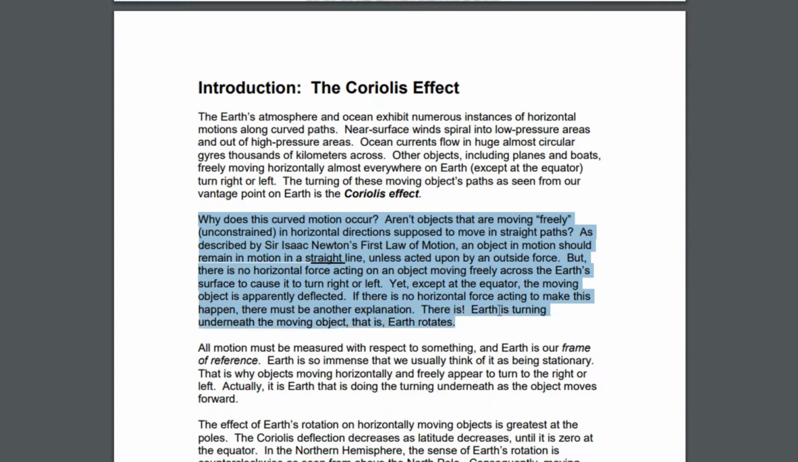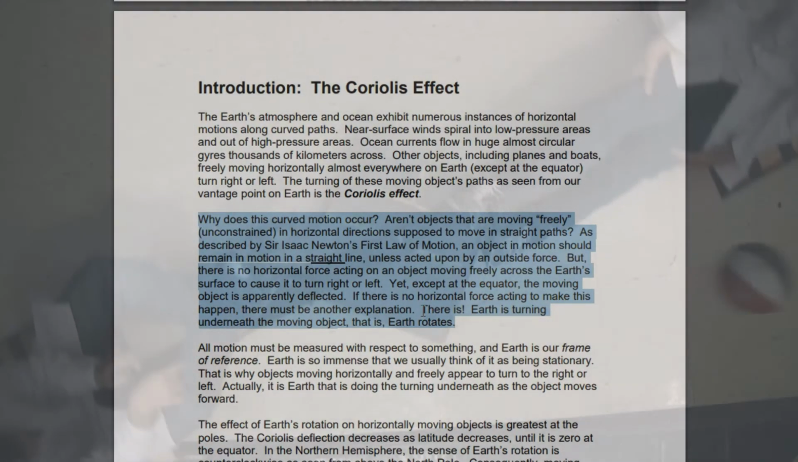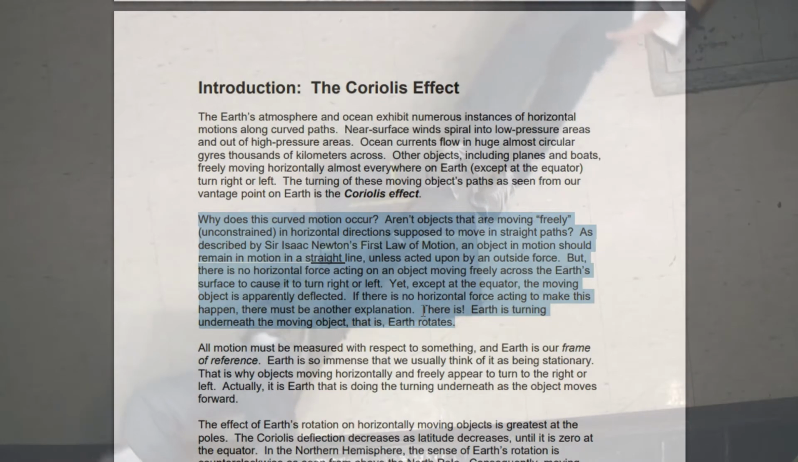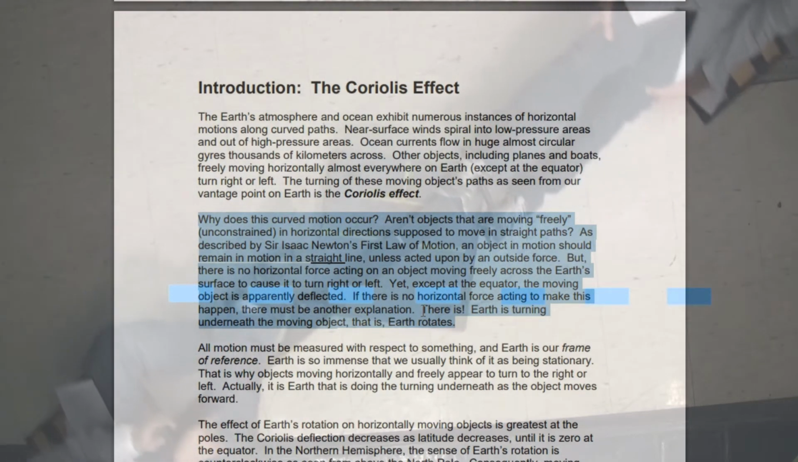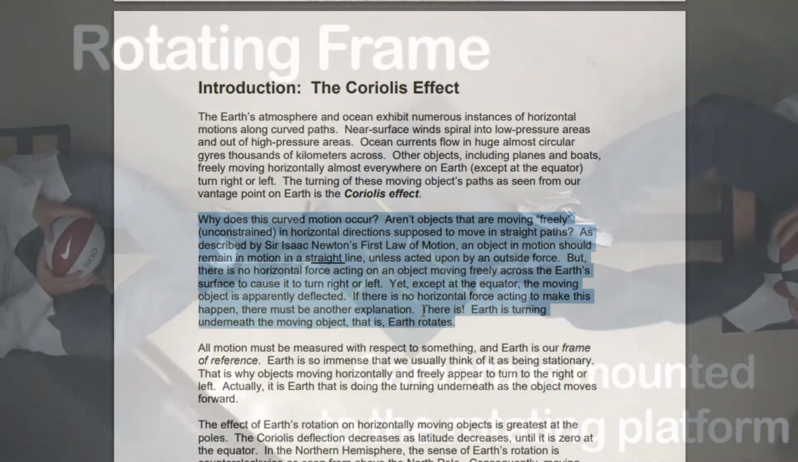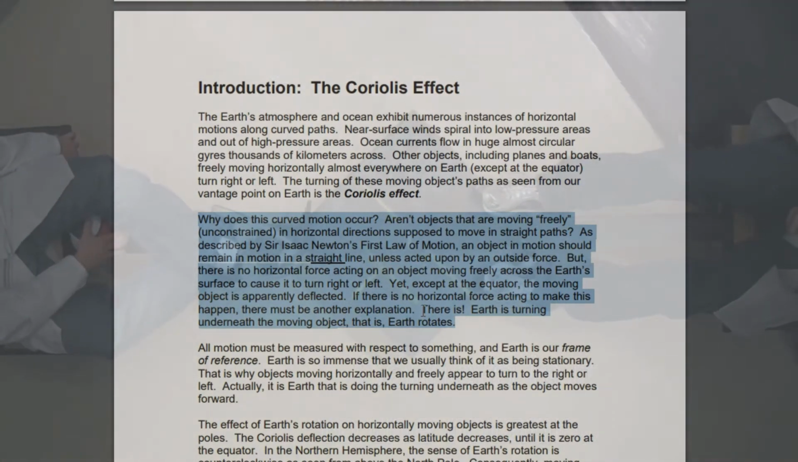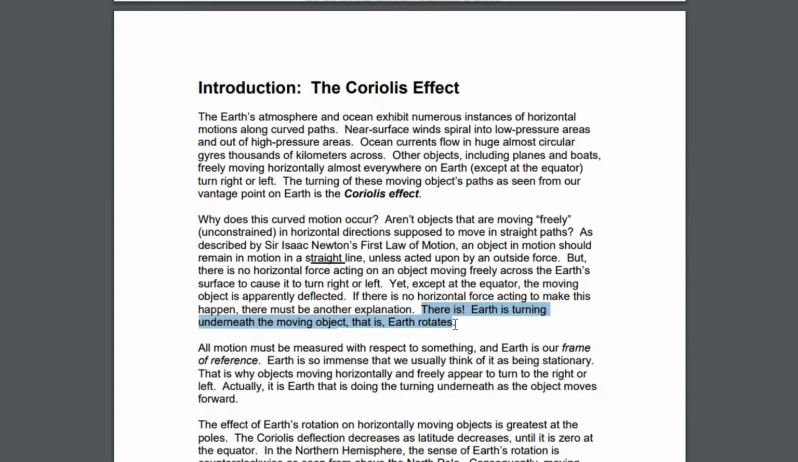Moving on. Why does this curved motion occur? Aren't objects that are moving freely and unconstrained in horizontal direction supposed to move in a straight path? As described by Sir Isaac Newton's first law of motion, an object in motion should remain in motion in a straight line unless acted upon by an outside force. Blah blah blah. If there is no horizontal force acting on the object to make this happen, there must be another explanation. There is. The Earth is turning underneath the moving object. That is, the Earth rotates.